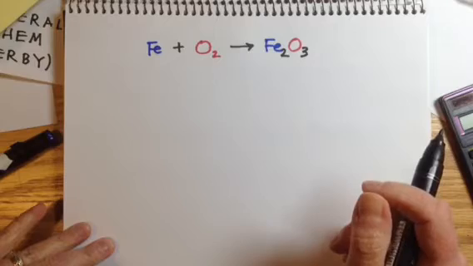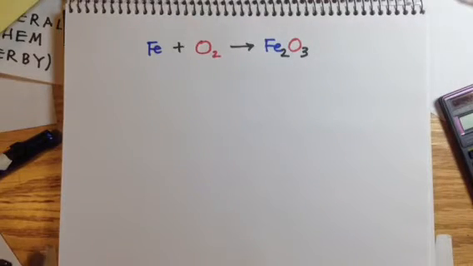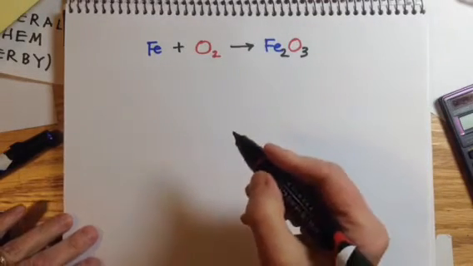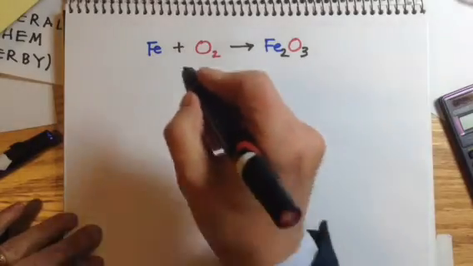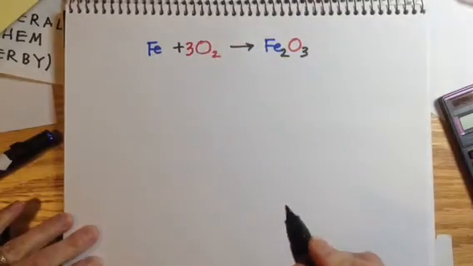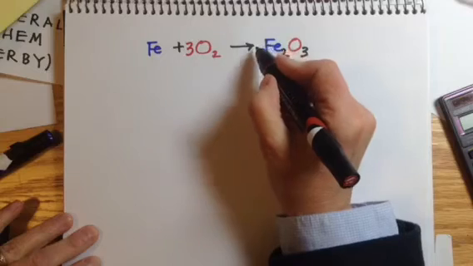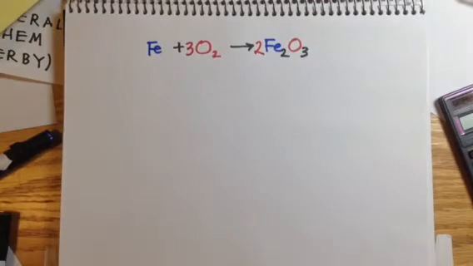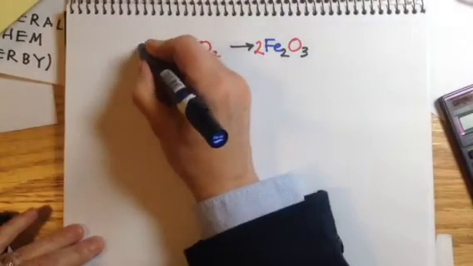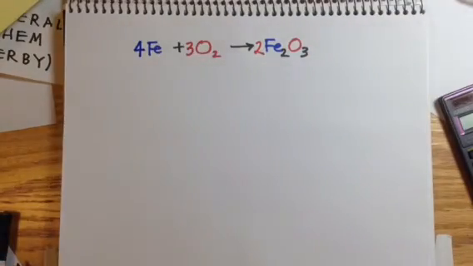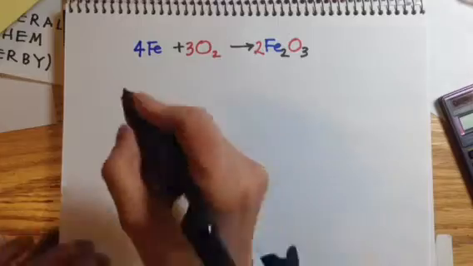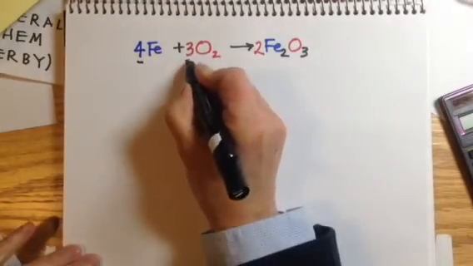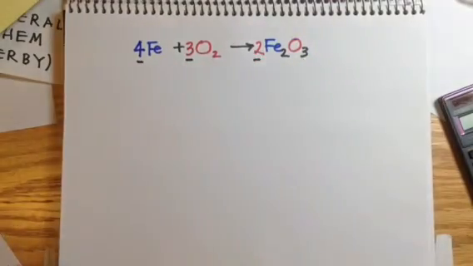And now we have to balance the equation. Let's go ahead and in front of the oxygen we'll write a 3. Then we'll put a 2 here, right? And then it looks like if we've got that, we'll need a 4 over here for our coefficients. So our coefficients here are 4, 3, and 2.